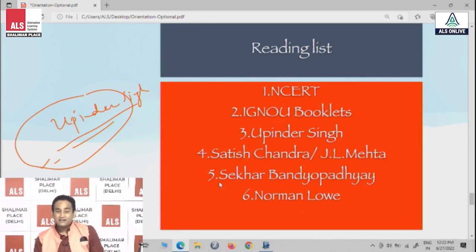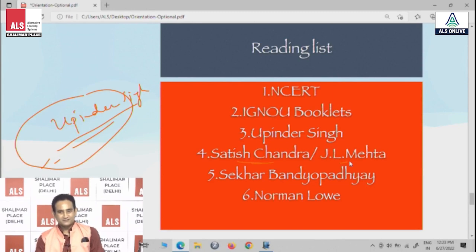Then for medieval India, you can go for Satish Chandra. You can also refer to G.L. Mehta, but most popular is Satish Chandra. For society and culture, you can refer to G.L. Mehta. But for polity and economy, you can refer to Satish Chandra. Are you getting the difference? Why Satish Chandra for history optional? For political history and economic history. Why G.L. Mehta for medieval? For social history and cultural history. And when you prepare polity, society, economy and culture, your medieval India is complete.